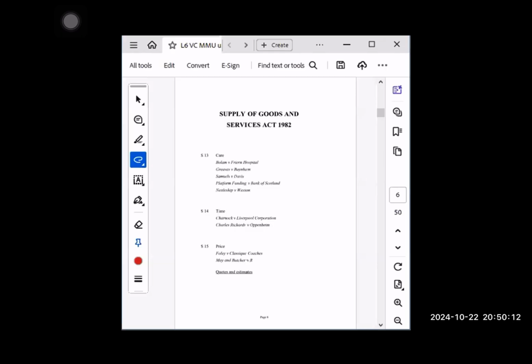All right, let's look now at time. Section 14 says, where time for service is not fixed, there is an implied term that it must be done in a reasonable time. This depends on the facts of each case.